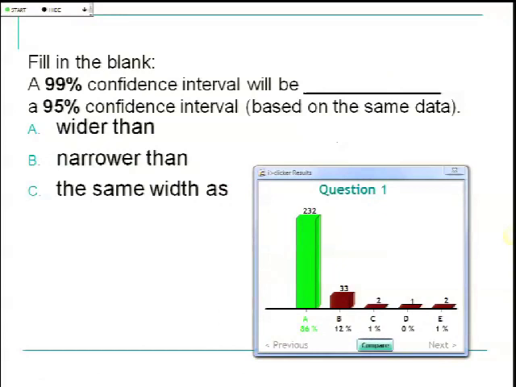Anyway, 99 versus 95. Think of a curve, a bell curve. You started out with 95% in the middle, and now you need to have, with the same data, 99% in the middle. What happens? It's the same curve, so you're going to have to go out further to put more area under that curve and make it 99%. Get that picture in your head.